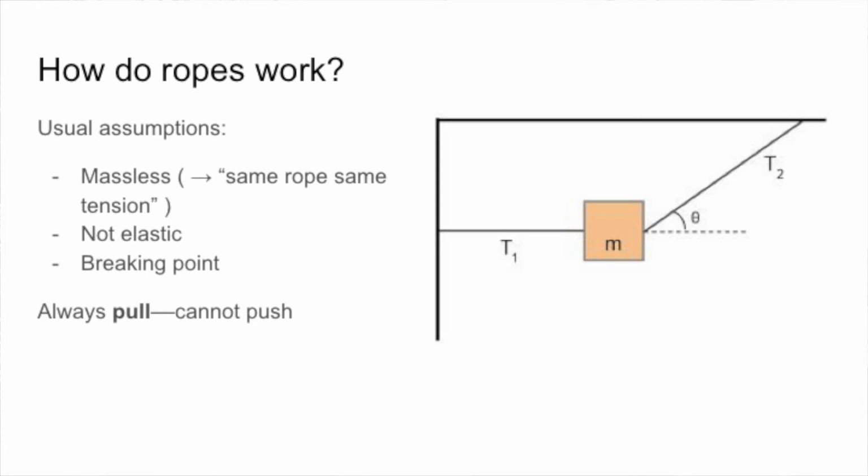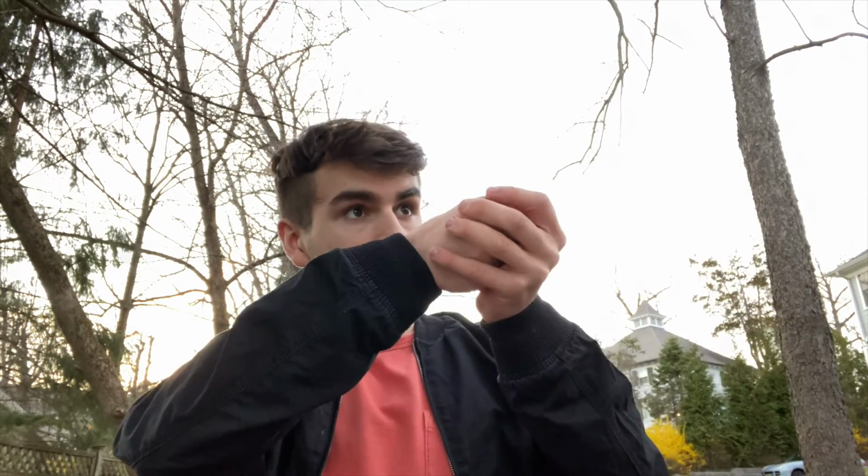How do ropes work? You're familiar with ropes, but in physics problems, you usually make some assumptions about ropes. The first one is that the rope is massless. That's an important assumption because then you can say same rope, same tension. So throughout the entire rope, you're going to have the same internal force. Like if I'm playing tug of war, that side of the rope is pulling with the same force that my side of the rope is pulling.